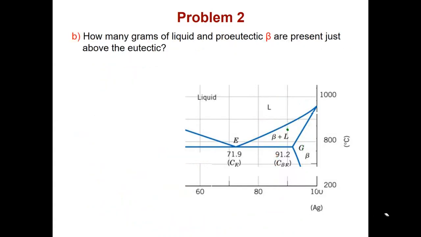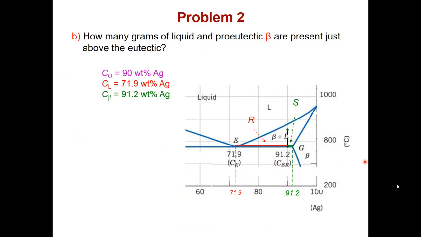Okay, now let's move to part B. How many grams of liquid and proeutectic beta are present just above the eutectic? Well, this is the eutectic. Just above is somewhere here. So what we need to do is to drop the temperature down, and just above it, apply the tie line, the same as what happened at the previous point. So we bring it down to just above and apply the tie line.